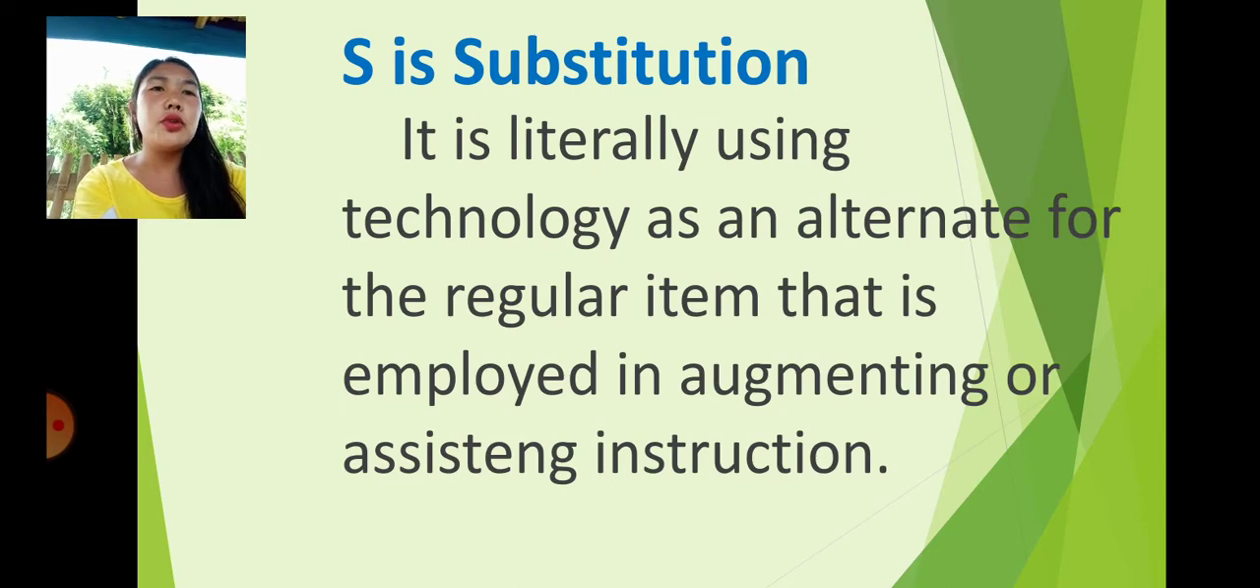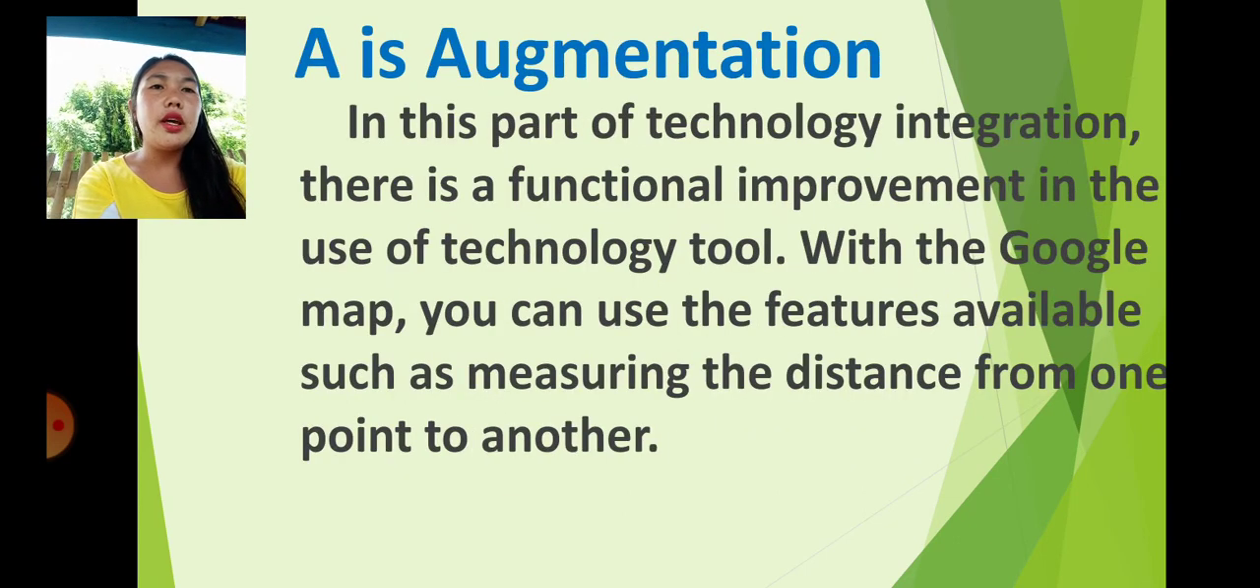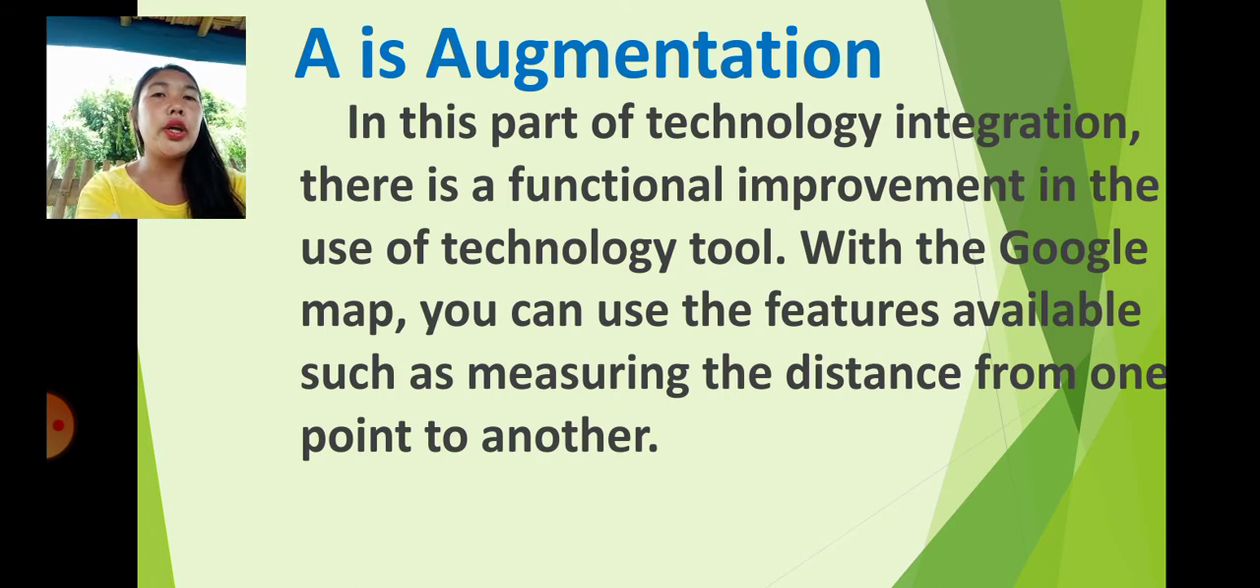S is substitution. It is literally using technology as an alternate for the regular item that is employed in augmenting or assisting instruction. A is augmentation. In this part of technology integration, there is a functional improvement in the use of technology tools. With Google Maps, you can use the features available such as measuring the distance from one point to another.